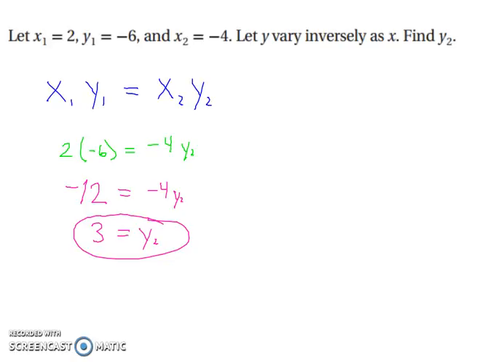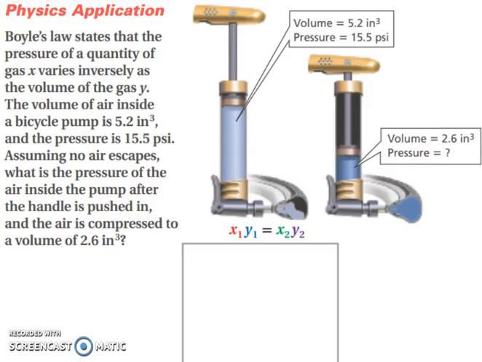So now let's look at a physics application. Boyle's law states that the pressure of a quantity of gas x varies inversely as the volume of the gas y. The volume of air inside a bicycle pump is 5.2 inches cubed, and the pressure is 15.5 psi.